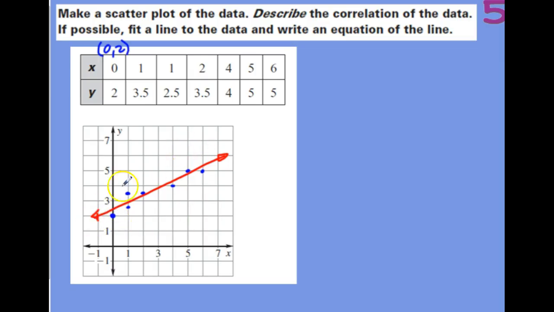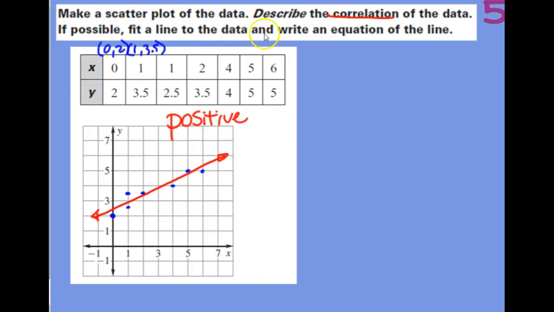To save a little time, I plotted them for you. But you know how to plot points: 1, 3.5. X is 1 to the right, up 1, 2, 3.5. I already plotted those for you and drew a line of best fit with some points above and some points below. So it says describe the correlation of the data. From left to right, remember correlation means slope. This is a positive correlation.